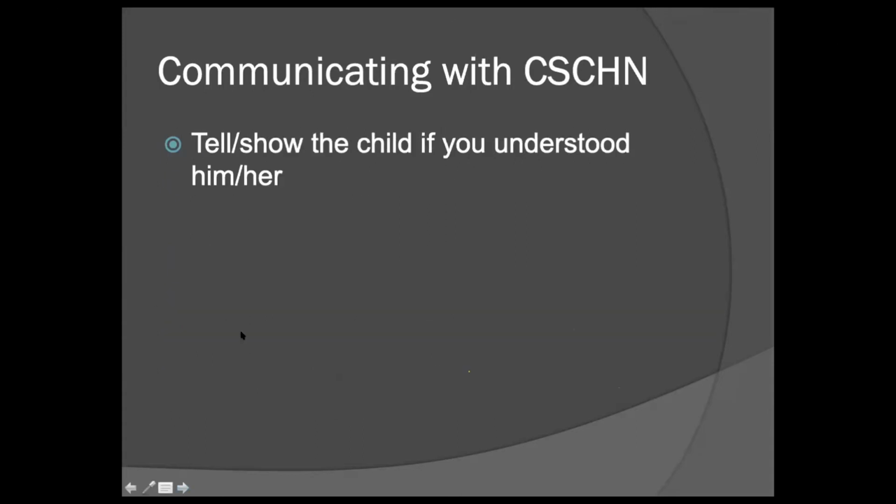Next one. So tell and show the child if you understood him or her. So again, affirmation, di ba? That the child's thoughts and ideas are important to you, kasi they are a partner in the care of their own teeth.